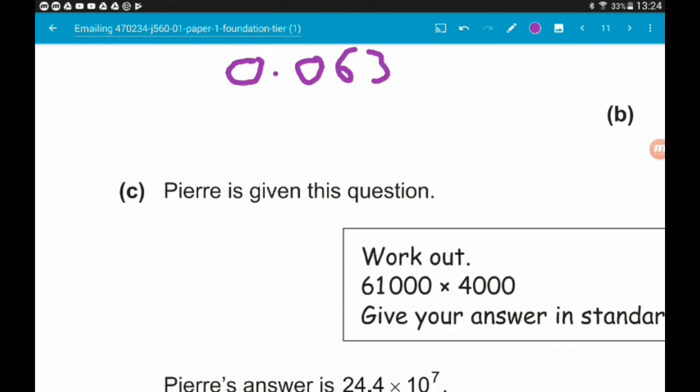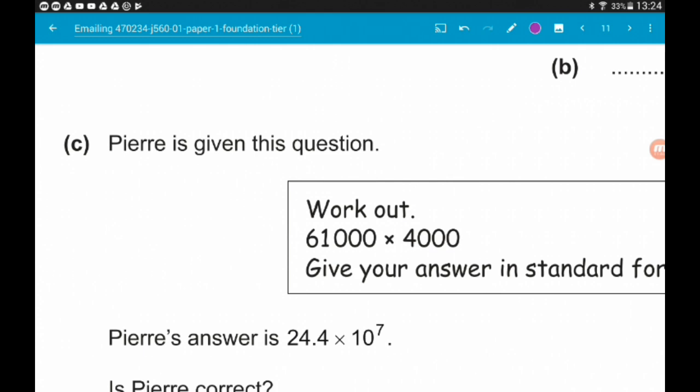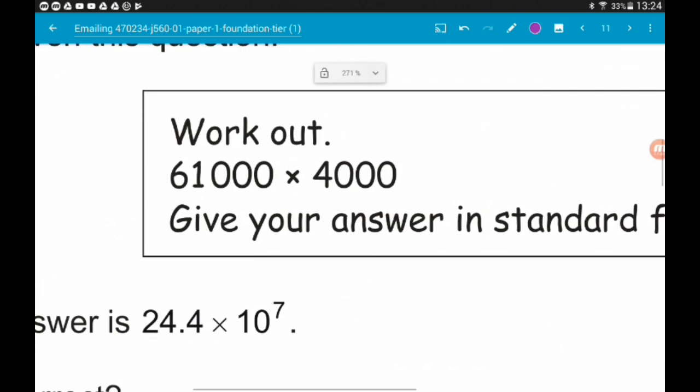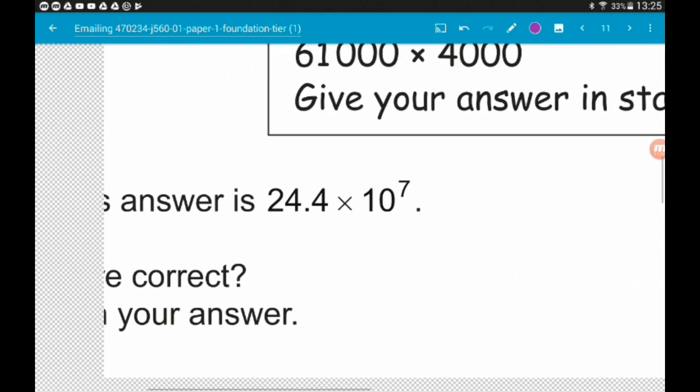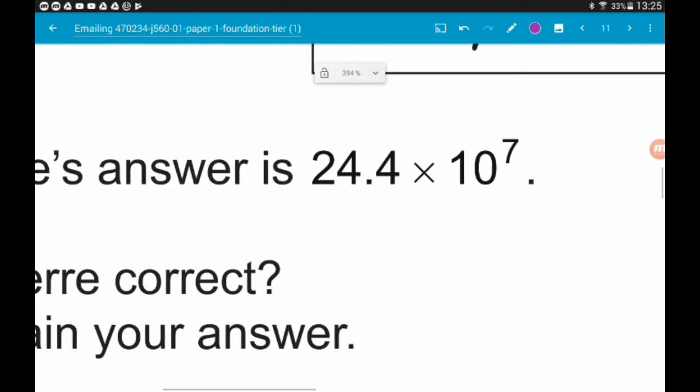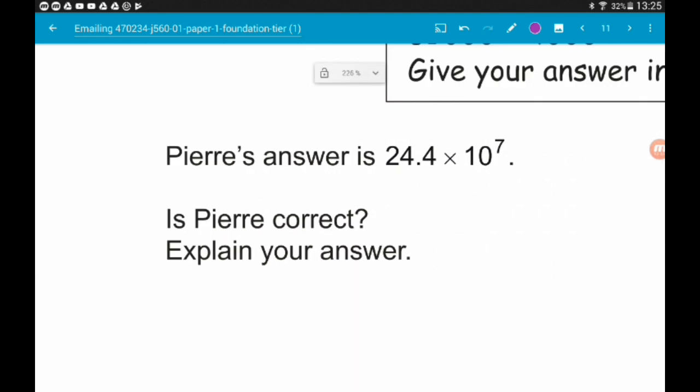Okay, then for part C, Piers is given this question. So he wants to work out 61,000 times 4,000, giving his answer in standard form. So he got this answer here, 24.4 times 10 to the power of 7. Now we're asked, is Piers correct? And then to explain our answer. So we don't actually need to work out the answer here, we just need to spot that Piers is wrong.